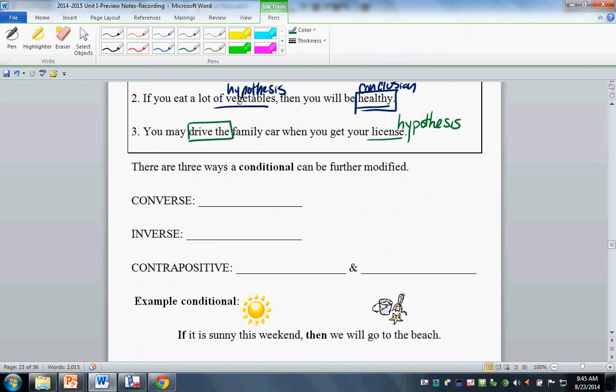Okay, now once you have an if-then statement, a conditional, there are 3 ways it can be manipulated. You need to be familiar with all of them. Converse means to switch the order.